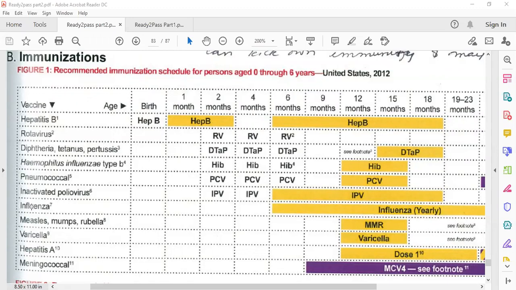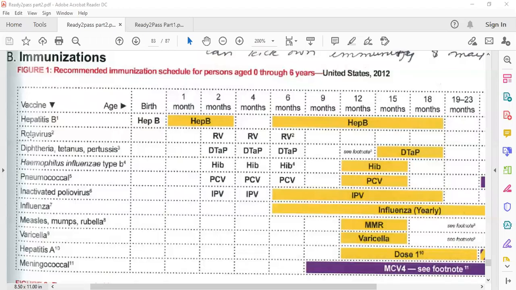So this is the very basic information. If you know it for the NCLEX board, it can help us answer the questions. So now I'm going to discuss the second vaccine, called the rotavirus vaccine. Rotavirus can cause very bad diarrhea or GI infection.